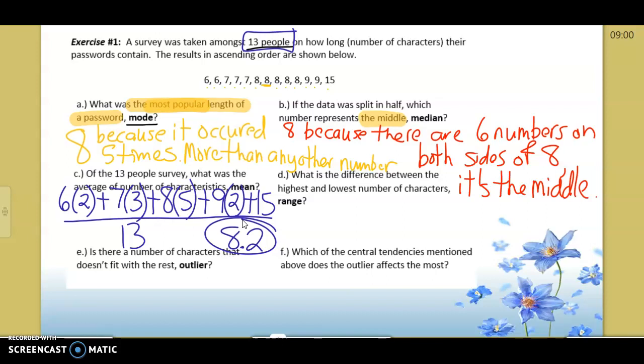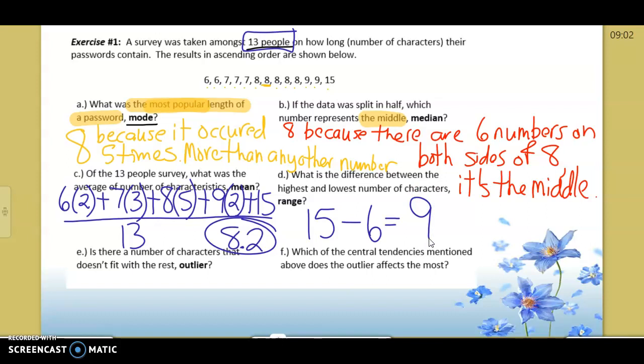All right, the range, and again, the definition is right inside of the question. What is the difference between the highest and the lowest number of characters? Range. So the highest number of characters in a password was 15. This was the one that did not want their identity stolen. And they're going to subtract that from the lowest number of characters, 6. So what's the difference between the highest password characters and the lowest password characters? 9 characters, yeah. So there was quite the difference between people with their password.